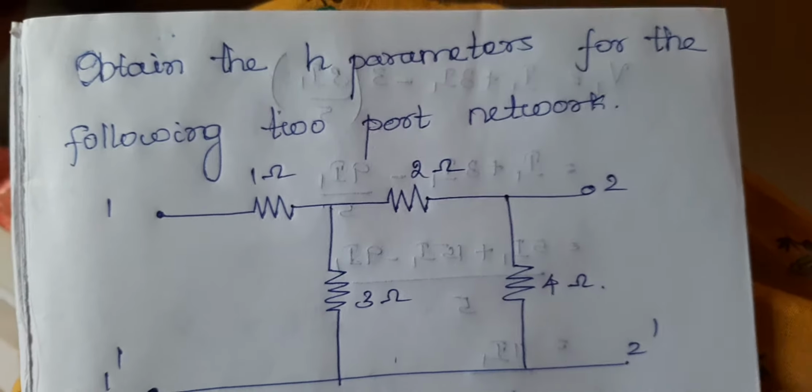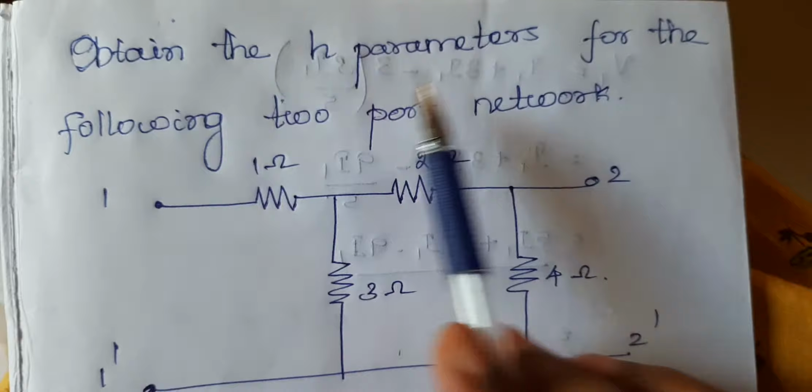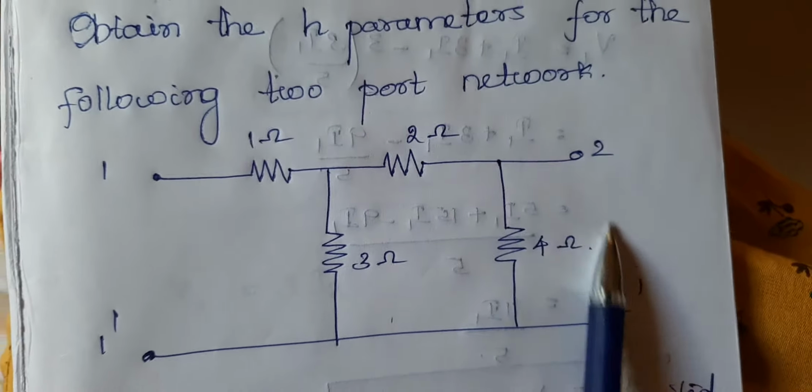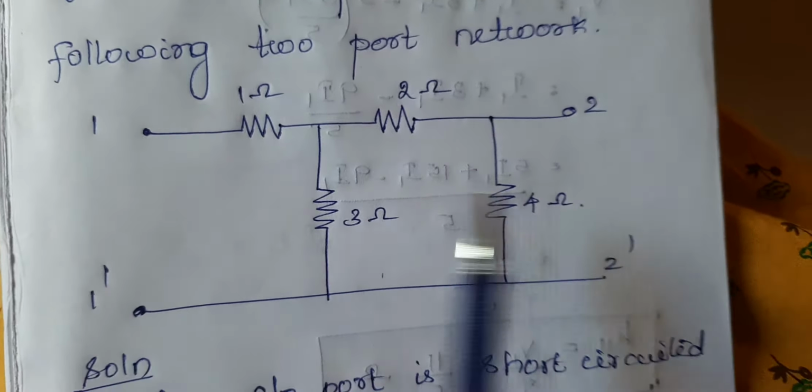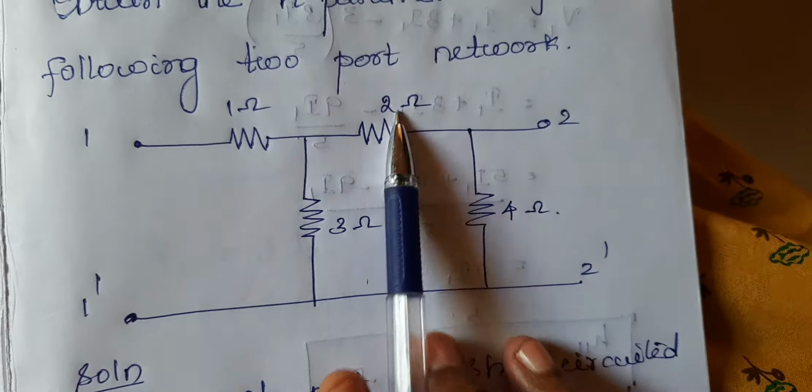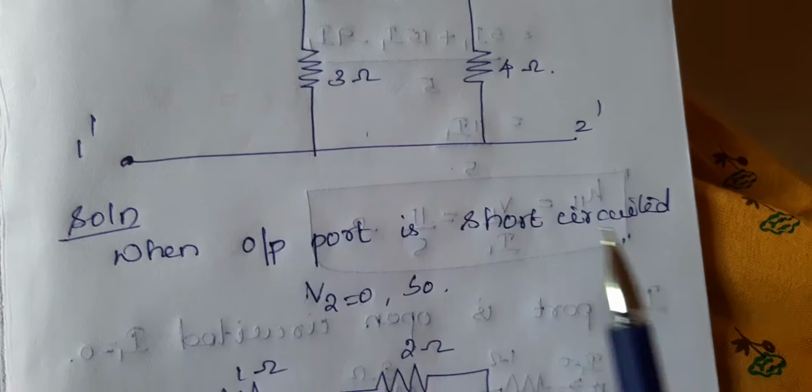So next is the hybrid parameter problem. Obtain the hybrid parameters for the following two-port network. So it is the network, with input port and output port. The parameters are 1 ohm, 2 ohm, 3 ohm, 4 ohm. These are the resistor values.